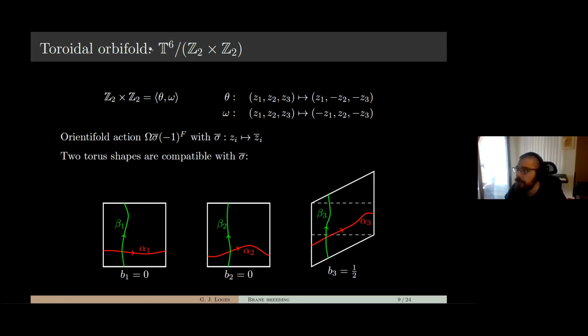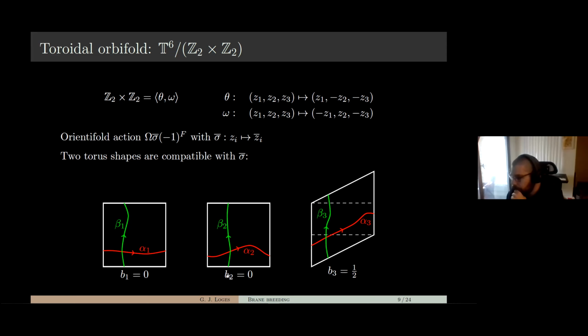So what is the model? We have this T6 with the orbifold action given by this theta and omega, not too important for where I'll go from here. We can introduce O6 planes with this orientifold action acting locally as complex conjugation. And there are two different tori shapes which are compatible with this action. Either you have a rectangular torus or you have one that's tilted at a particular value of the shear. And around each of the cycles of the torus, you have 2 1-cycles, which we'll use to build up the cycles for the D6 branes.